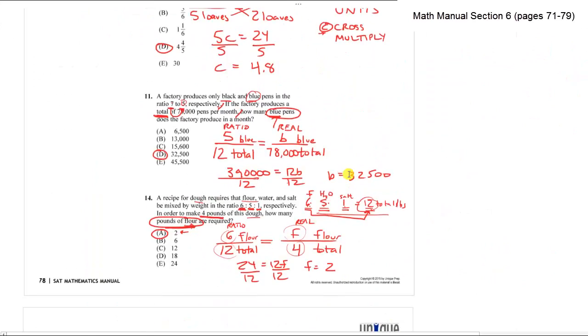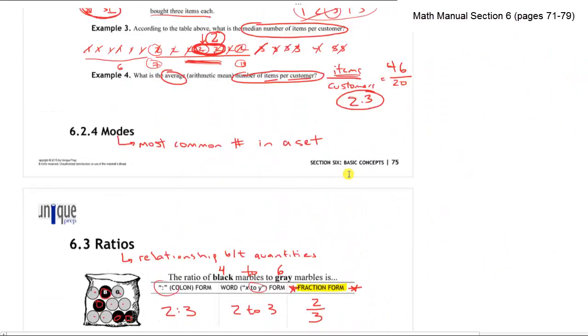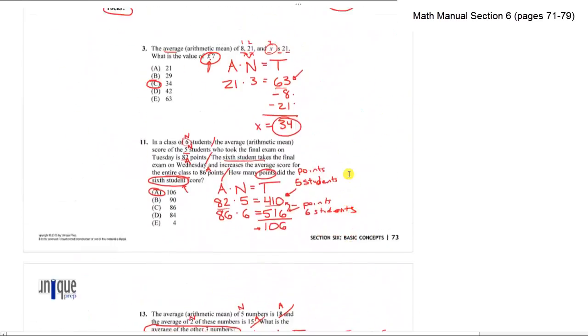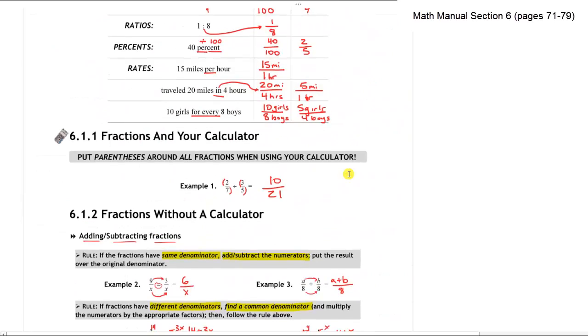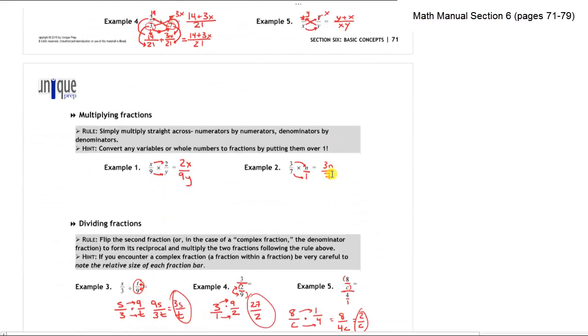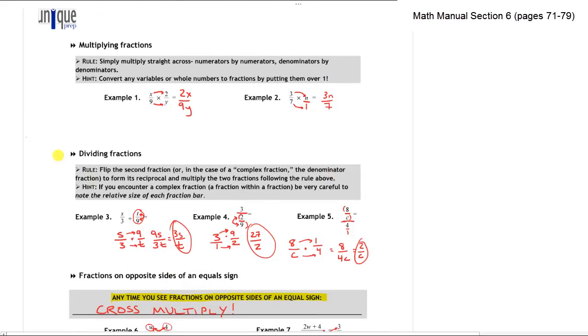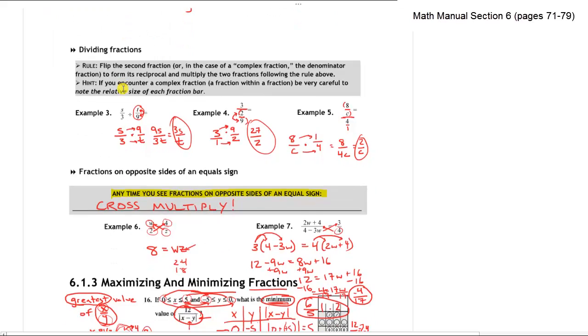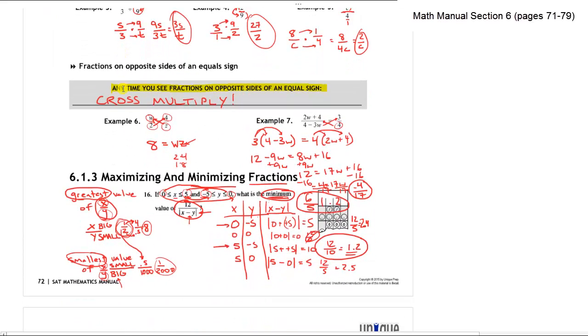Just to recap what we went over, we talked about fractions. We talked about the fact that generally you can do fractions in your calculator if you're just dealing with arithmetic fractions, but you probably should be familiar with some of the fractional rules as well. I would say multiplying fractions is probably the most important of these rules. It's rare that you're going to have to find common denominators, but it's very common that you'll have to multiply two fractions together. Fractions on opposite sides of an equal sign, you should cross multiply.